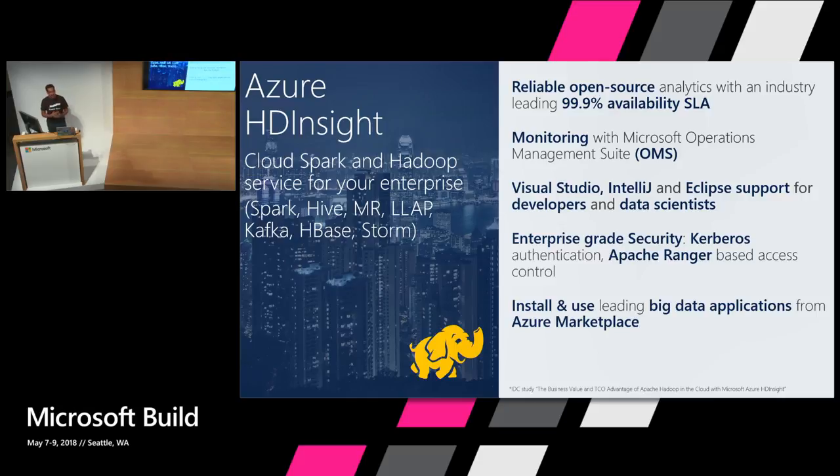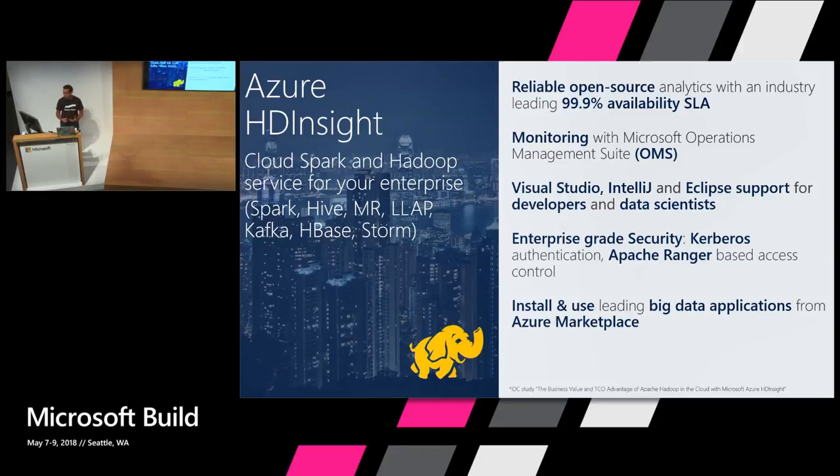So Azure HDInsight is a managed cluster service where you can have a lot of different types of open source clusters created for you with a click of a button. So you can have open source components like Spark, Hadoop, HBase, LLAP, Kafka, Storm, all of those created in a very easy manner. What HDInsight provides you is a service-wide SLA, a 99.9% guarantee, not just on the VMs, but actually on the entire service.